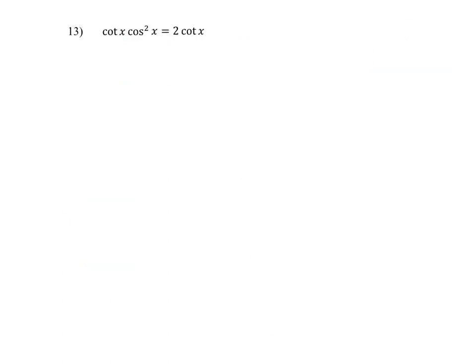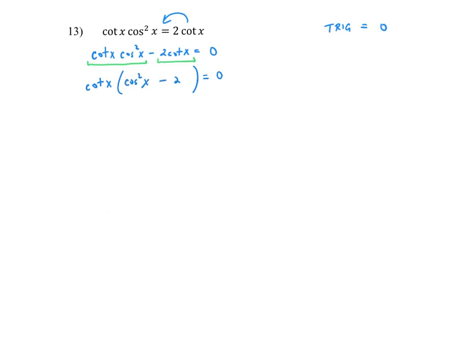Number 13, cotangent of x times cosine squared of x is equal to 2 cotangent of x. Remember, before we use our factoring techniques, we have to get trig stuff on one side and 0 on the other side. So step 1, subtract 2 cotangent of x from both sides. We get cotangent of x times cosine squared of x minus 2 cotangent of x equals 0. Right now we have GCF factoring. We can take out a cotangent of x from both groups. If we do that, we're left with cosine squared of x minus 2.